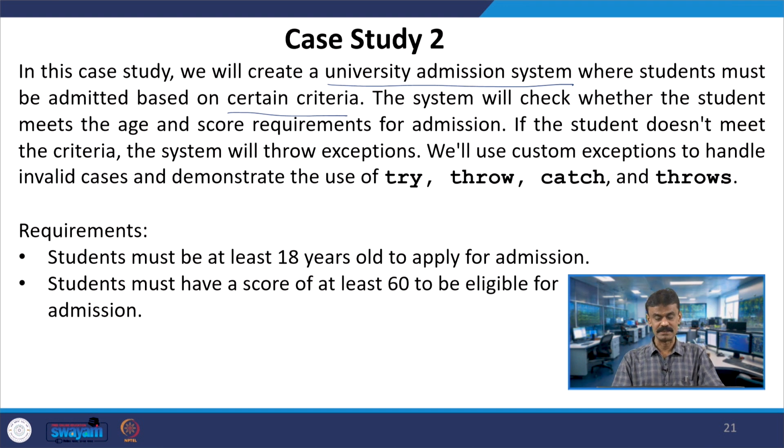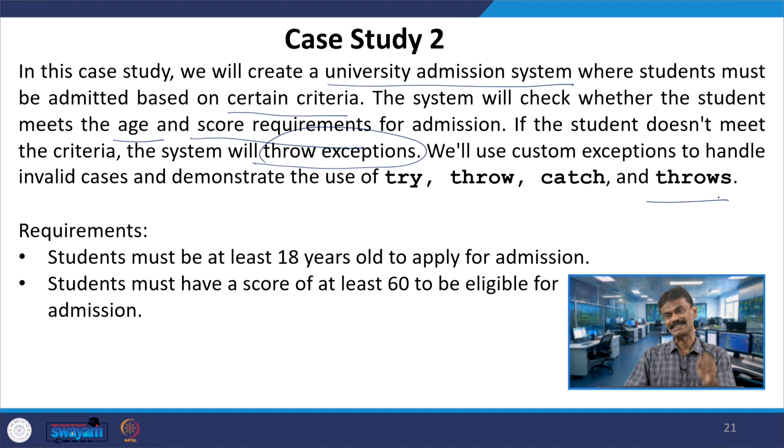So, the university admission system. The system will check whether the student meets the age and score requirements for admission. If the student does not meet the criteria, the system will throw an exception, right. Here we are seeing the application. We will use custom exceptions to handle the invalid cases and demonstrate the use of try, throw, catch and throws, right.